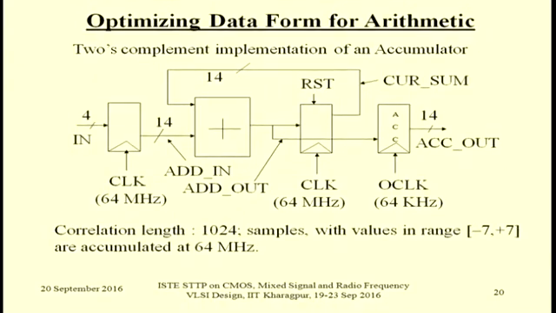Now come to this data form for arithmetic. Again, through an example, we're trying to show, take the example of correlation. Again, correlation means that we are involved with summation of different numbers. Now, the numbers, suppose that different 4-bit numbers are coming, they can be positive or negative, okay, and say 1024 of them are added up.